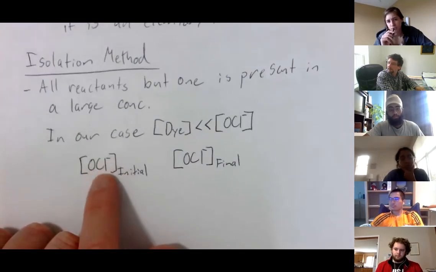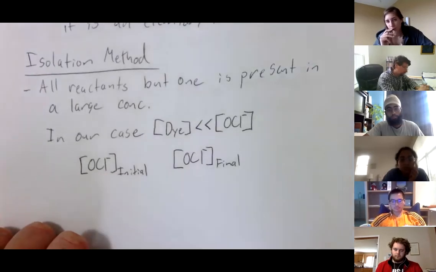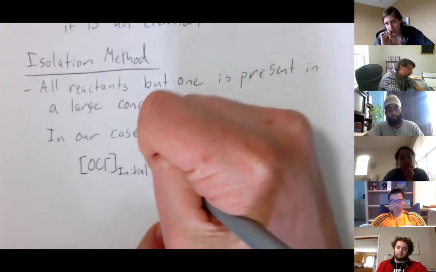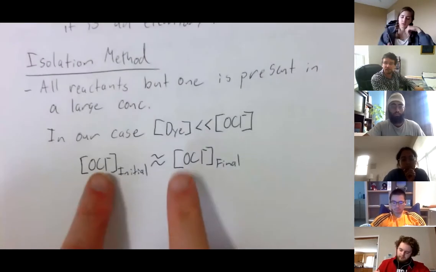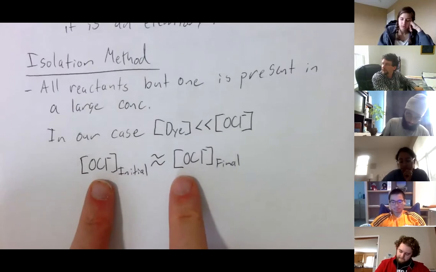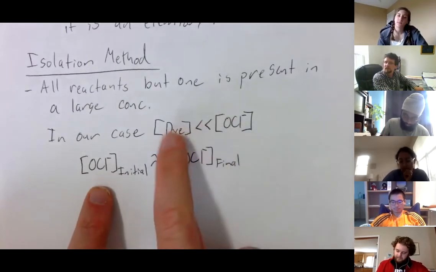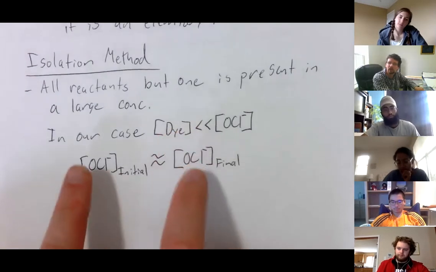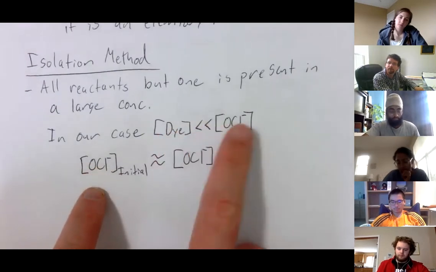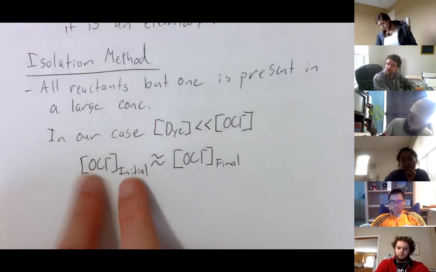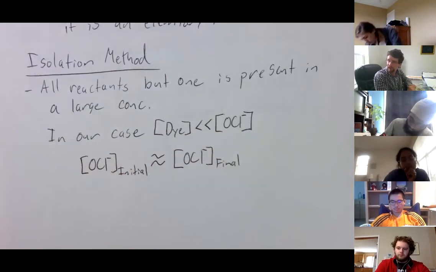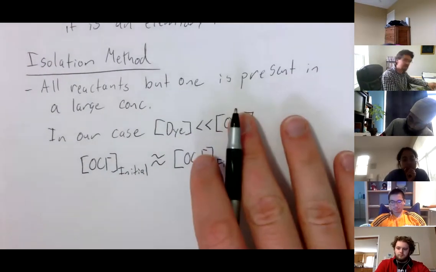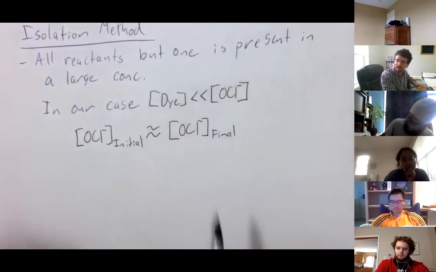So I'm sorry, what was that, Arden? I said the change would probably be negligible. Yeah, so it'll be really small. So what we could say is we can approximate these two things to be equivalent to one another, because the concentration of the dye is so small, it's not reacting much with this hypochlorite. So not much hypochlorite is going to be gobbled up. Okay, so let's see how that impacts our rate.